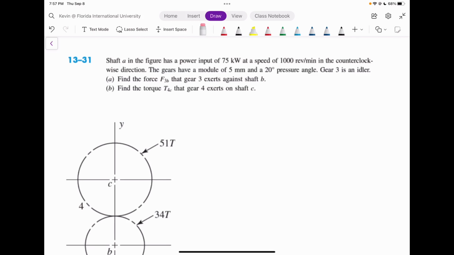Hey everyone, in this video we're going to be talking about gears in general and specifically looking at one more force analysis example. This video is part of a lecture series on Mechanical Design 2.